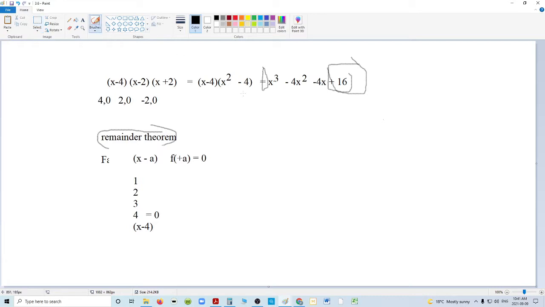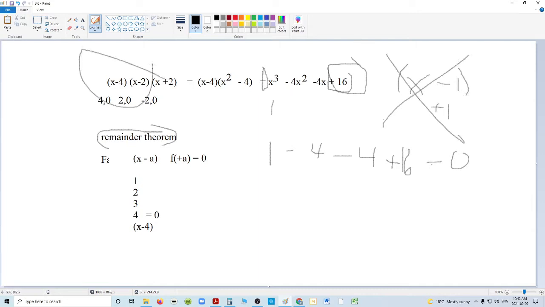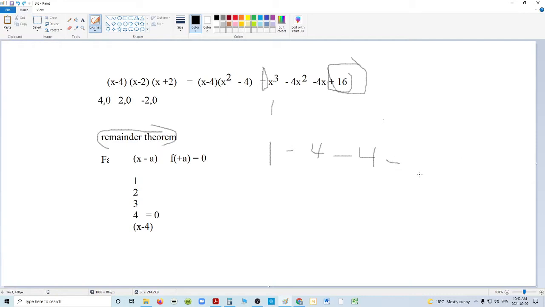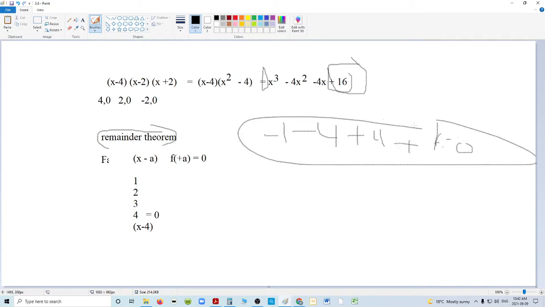But one of the first things you should do is plug in 1 into all of these wherever you see x. So 1 cubed is 1, x squared is 1, so 1 minus 4 plus 16. That does not come up to 0. So x minus 1 is not a factor. And we already know the factors over here. And when we plug in minus 1, we get a similar result. We get minus 1, minus 4, plus 16. That does not add up to 0. So x plus 1 is not a factor.